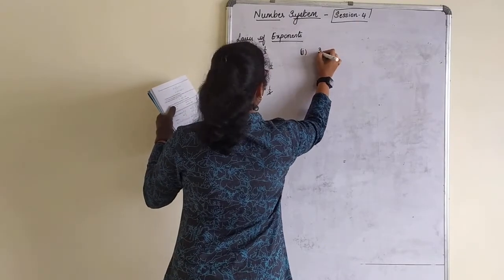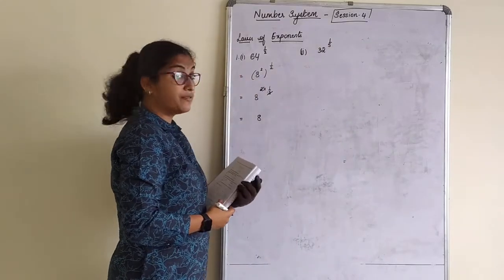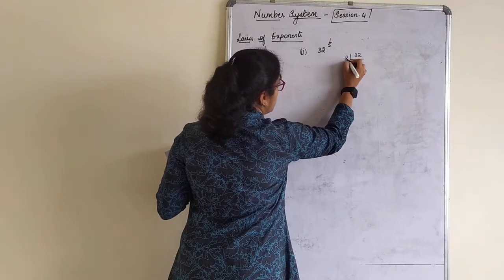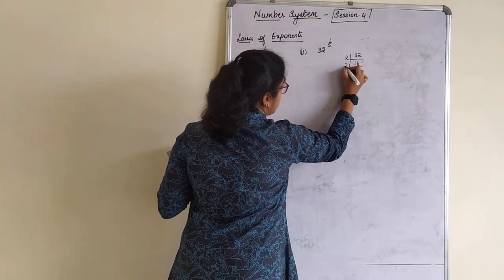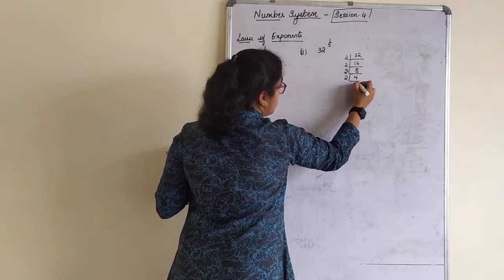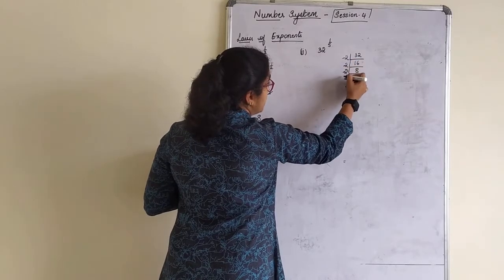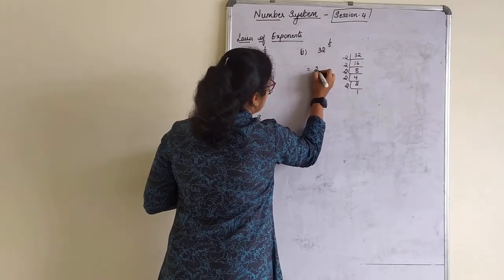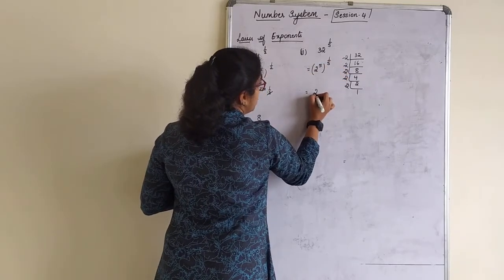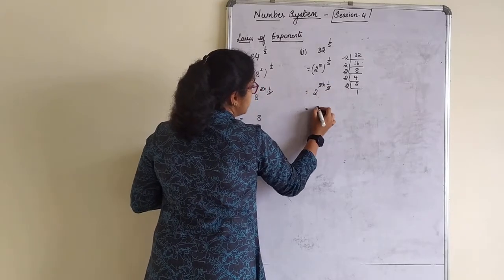Second one, 32 raised to 1 by 5, right? Let's factorize 32 if you want. So if you factorize 32, 2 16s are, 2 8s are, 2 4s are, 2 2s are, and 2 1s are. 2 how many times? 1, 2, 3, 4, 5. So this is 2 raised to 5 whole raised to 1 by 5. 2 raised to 5 into 1 by 5. Answer is 2.